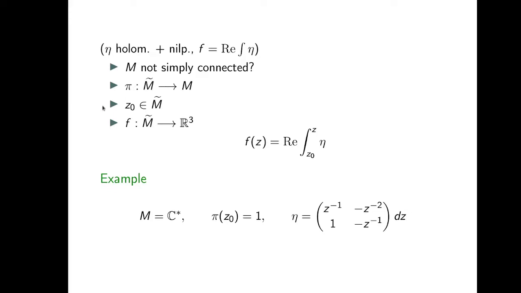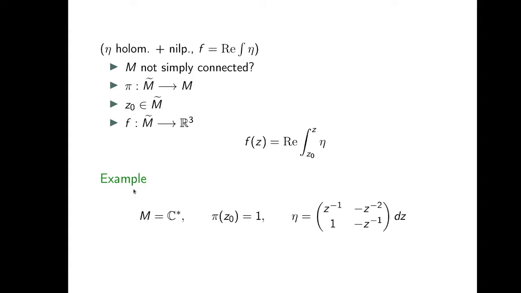In order to take an integral, you have to take a base point z0 in M tilde, and then your immersion f will be only well defined not on the Riemann surface M, but only on its universal cover M tilde, via the same formula as before. Take your potential eta, take an integral of it, now you have defined a map from the universal cover, take the real part of this vector, and you have a map from M tilde to R3.